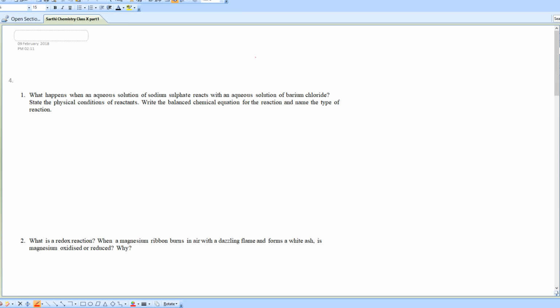So here we have, what happens when an aqueous solution of sodium sulfate reacts with an aqueous solution of barium chloride? Now what is sodium sulfate? Sodium sulfate is Na2SO4, and barium chloride is BaCl2. Now what happens when an aqueous solution of Na2SO4 and BaCl2 react with each other? So let's start with the chemical reaction: Na2SO4 plus BaCl2. First we will write the reactants, then we will think over the products.